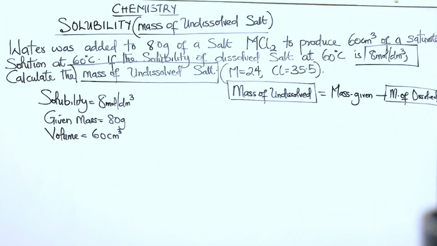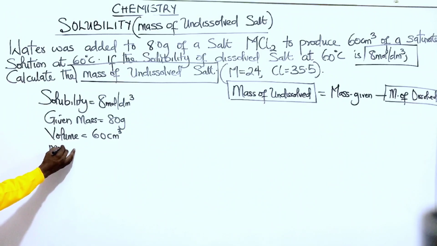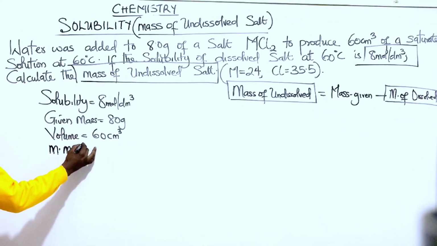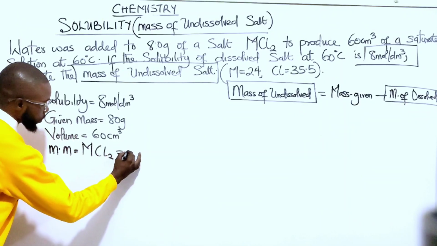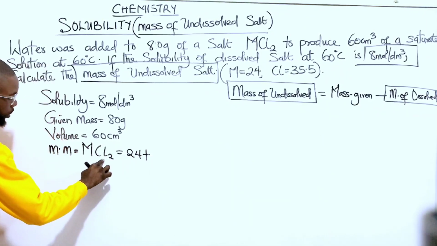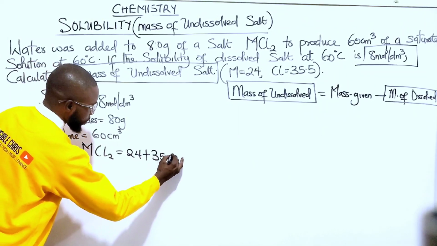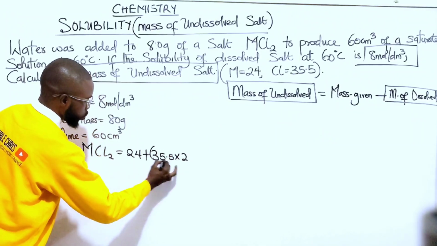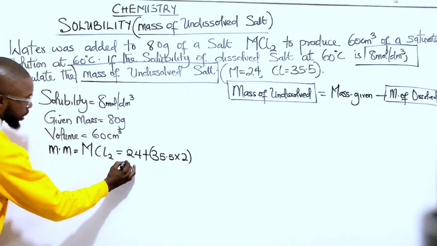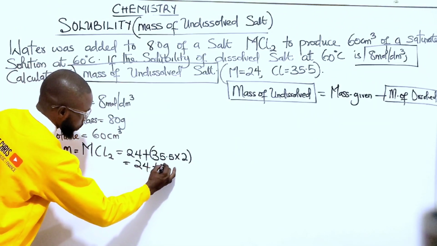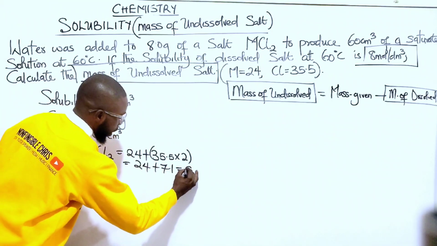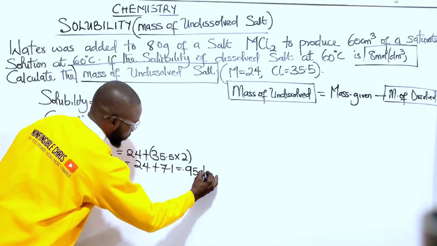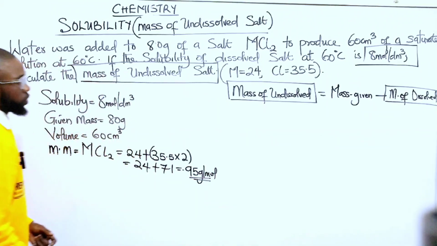Is that all? We have our molar mass. Molar mass of MCl2: our M there is 24 plus Cl2, that should be 35.5 times 2. The arithmetic sum there will be 24 plus 71, so we're going to have 95 grams per mole. That's going to be our molar mass.